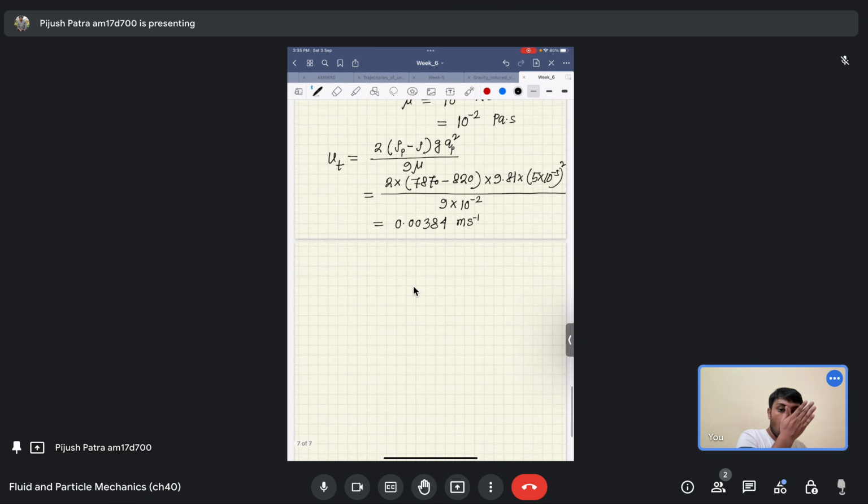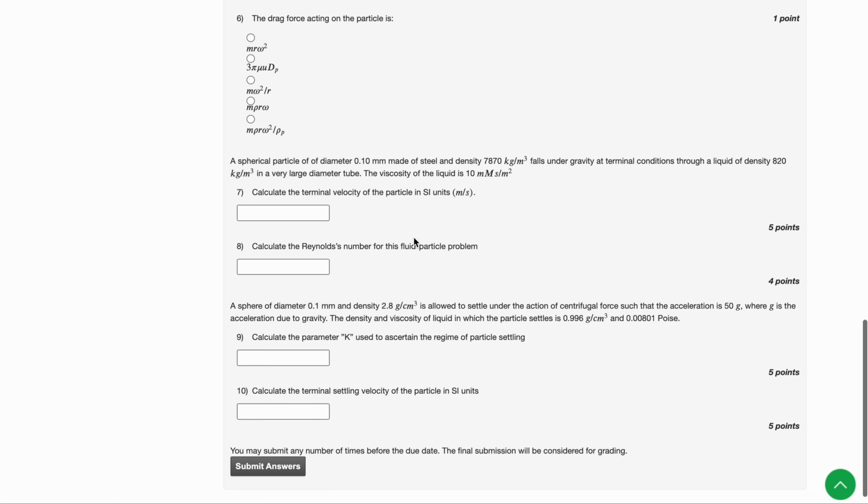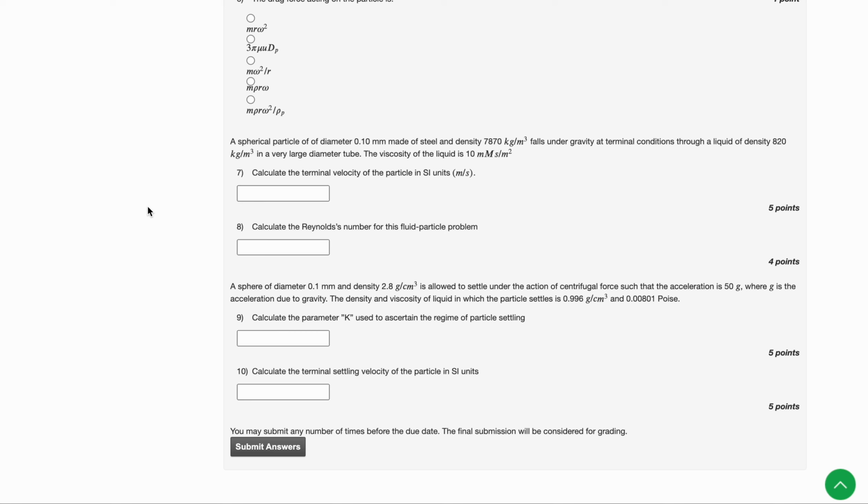Okay, is this clear? This is a very simple formula based problem. There is nothing difficult in it. So let me go to the question once. This is question number 7. So the answer for question number 7 is 0.00384 meter second inverse.